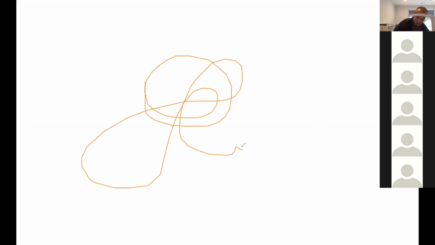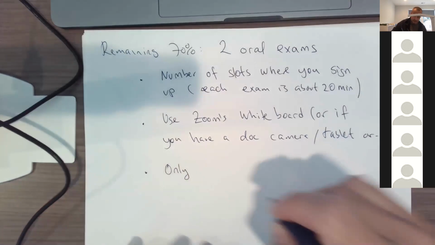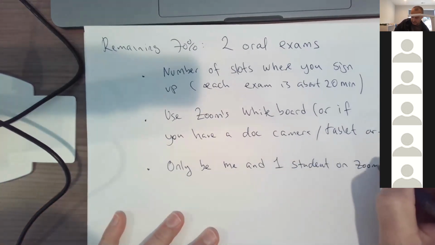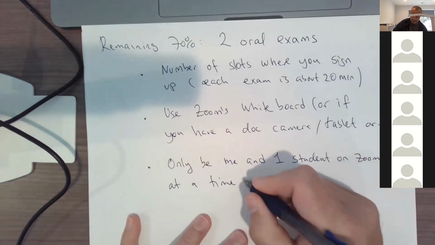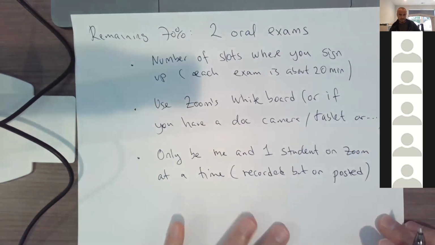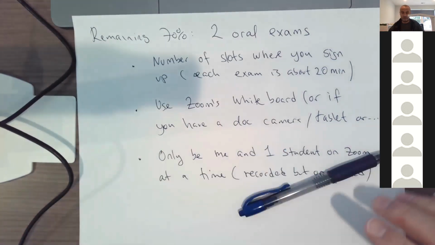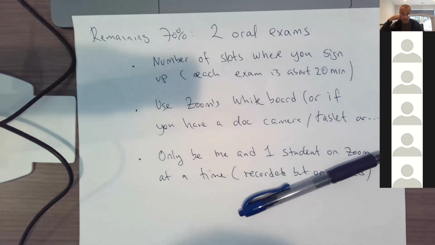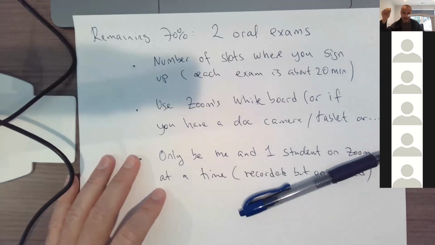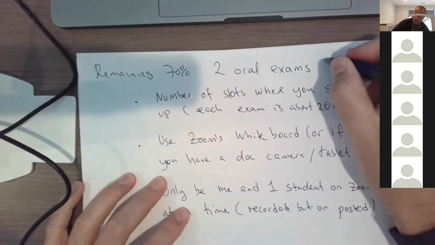Let me switch back here so you can see what I'm actually writing. It'll only be me and 1 student on Zoom at a time. They're going to get recorded, but not posted. I'll take them in the order that has been signed up for, and we'll go through 1 student at a time, and there'll be a discussion for 20 minutes. After that, I'll do the rest of the batch of students, and then I'll assign grades. So there'll be 2 oral exams. They'll each count for half.